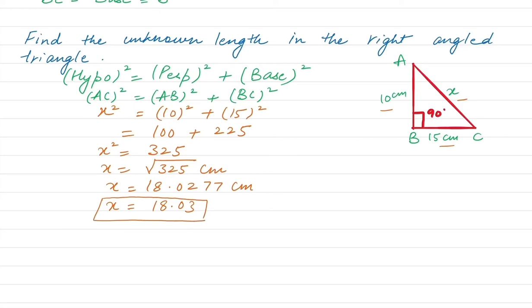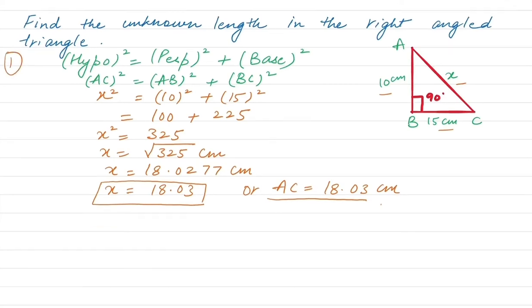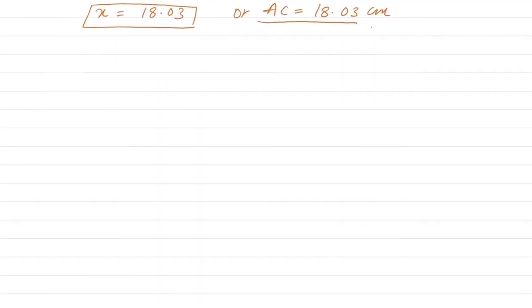Because 7 is greater than 5, we can take 2 as 3, or AC can be written as 18.03 centimeter. Make sure units are equally important. So AC is the length of the side of this right angle triangle. Let's do some more questions.